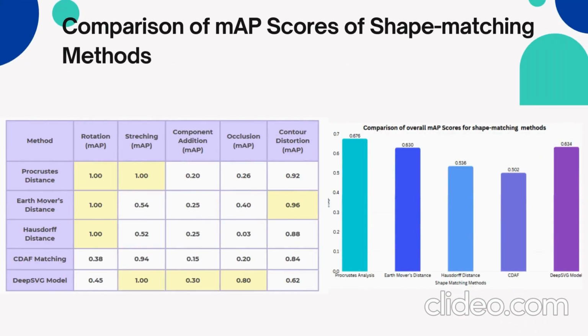Here are the overall mean average precision scores. Procrustes analysis was the top-performing algorithm at 0.676, with the DeepSVG model a very close second at 0.634. This highlights a key finding. A well-implemented traditional algorithm can be just as effective as a deep learning model for this task.